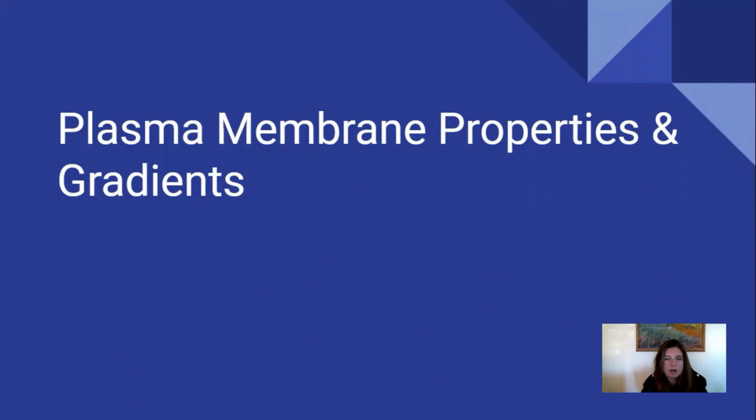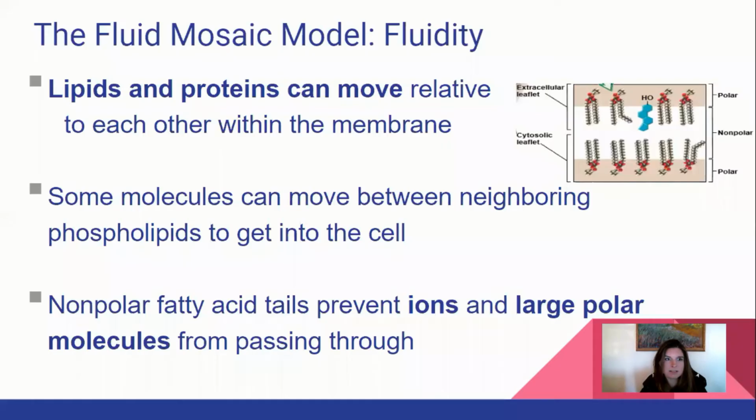So now we're going to talk a bit about the properties of membranes and specifically how they're able to maintain chemical gradients. So we saw in one of the previous videos that the membrane is fluid, so it's able to move. Now when we're talking about fluidity, the lipids and the proteins that compose the membrane are able to move relative to each other. So they can move up and down, they can shift.